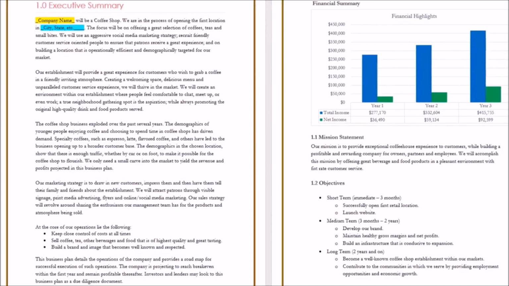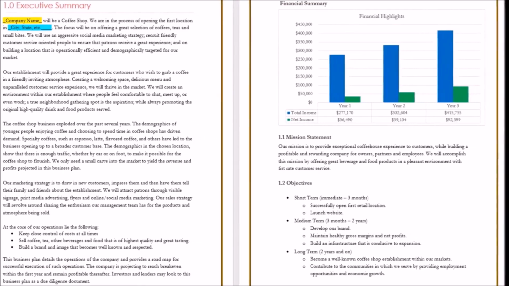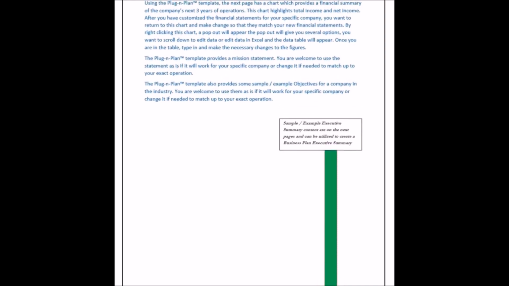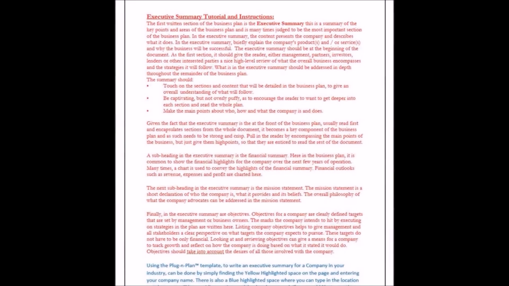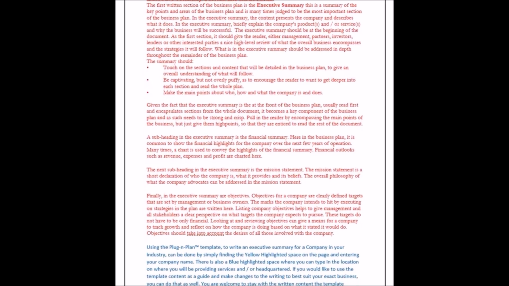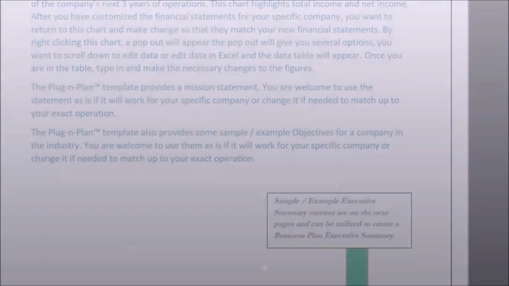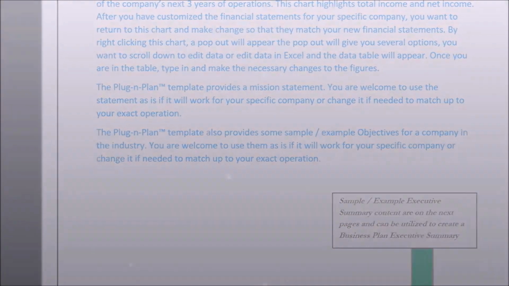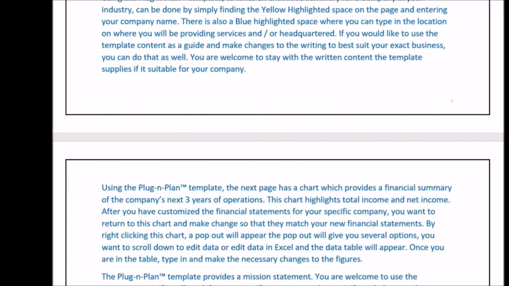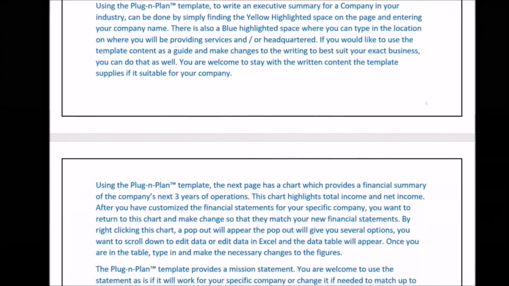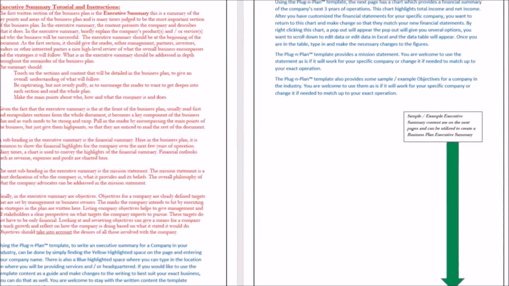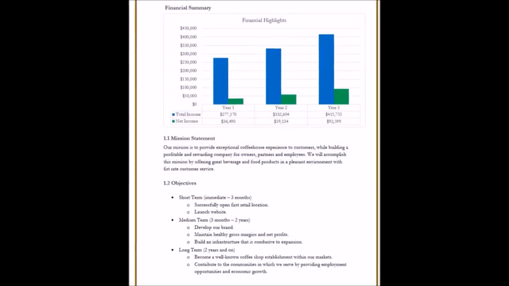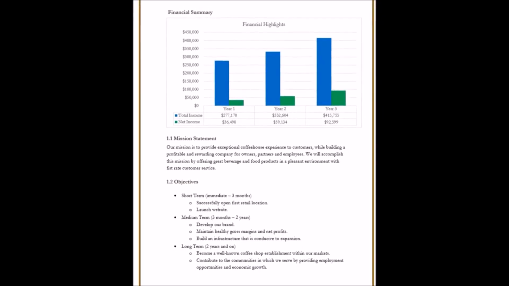What is in the Executive Summary should be addressed in depth throughout the remainder of the business plan. The summary should touch on the sections and content that will be detailed in the business plan to give an overall understanding of what will follow. Be captivating, but not overly puffy, so as to encourage the reader to want to get deeper into each section and read the whole plan. Make the main points about who, how, and what the company is and does.